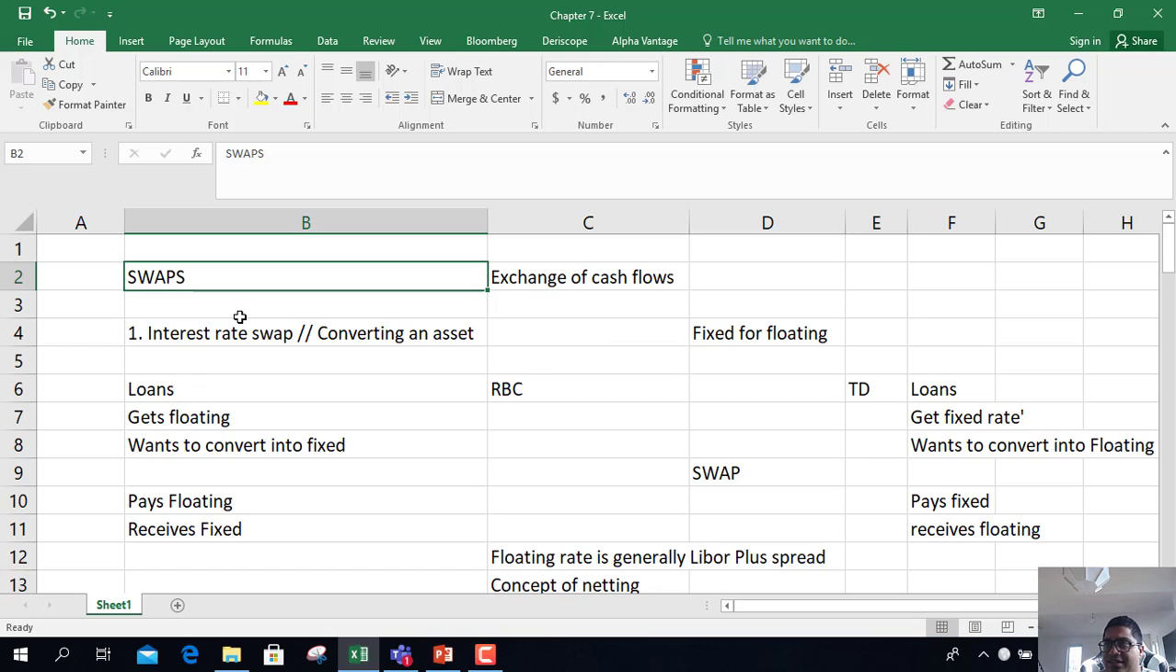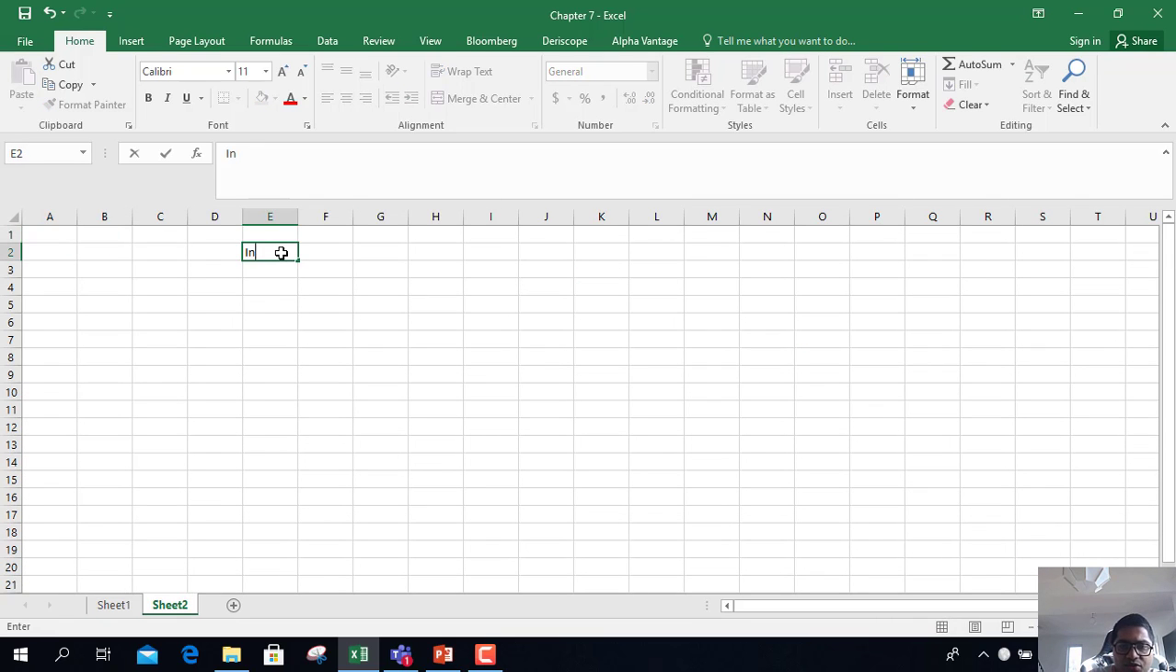So what is an interest rate swap? Interest rate swap is a swap whereby you are exchanging a fixed interest rate for a floating one, or the other way around. You are changing from floating to fixed or fixed to floating. So once again, an interest rate swap is an exchange between fixed and floating.